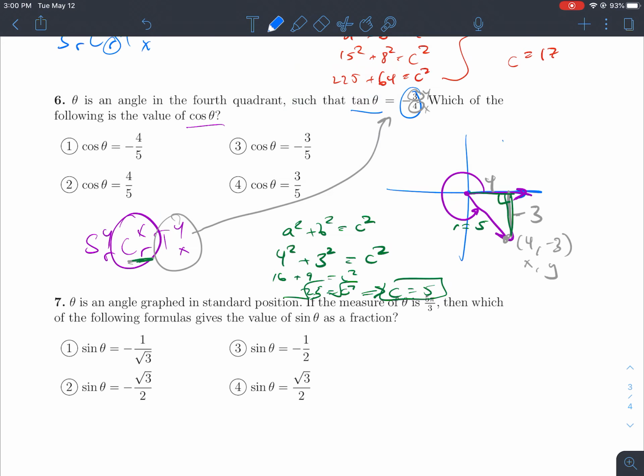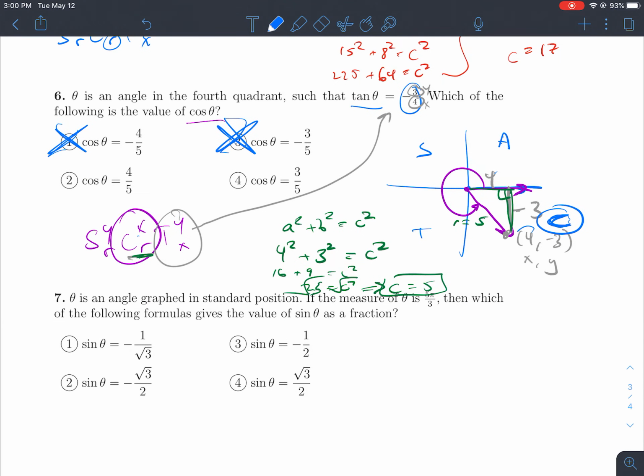All right, let's do a final check here. All Students Take Calculus. Cosine should be positive because it's in the fourth quadrant. So we immediately eliminate these negative values here and here. And then cosine is supposed to be x over r, leaving us with this one here.